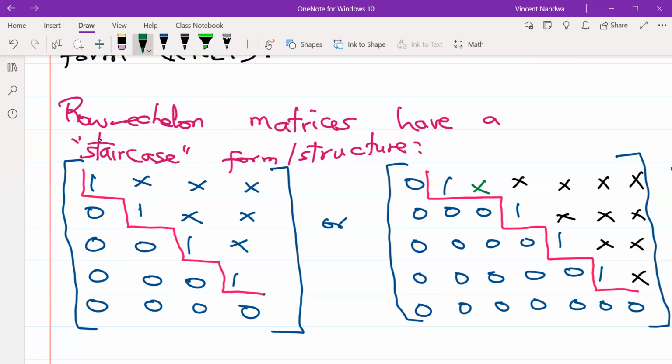Small break, and then we come back to explain how to classify matrices as either being in reduced row echelon form, or in row echelon form, or neither.